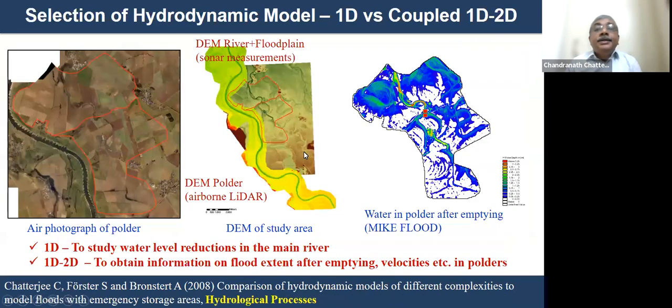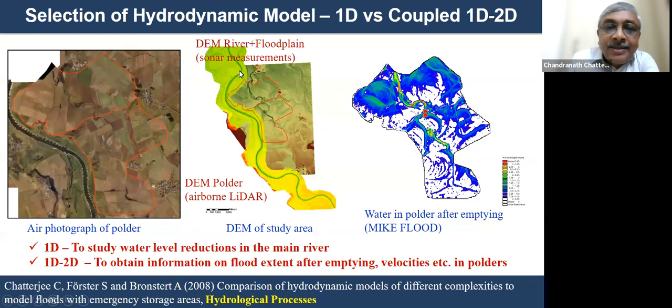Now, when you model such a polder, you have an option of whether to use a 1D model or a 2D model, or a coupled 1D-2D model. I'll not go into the details of what a 1D and a 1D-2D model is, but simply that if you use a 1D model, you get results which are reasonably accurate and it takes less time. But if you use a 2D model, you get more details. Like here you can see after the polder is emptied, what water remains, so you can drain out the water.